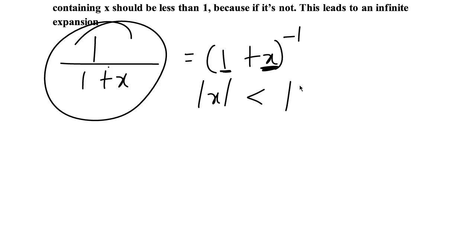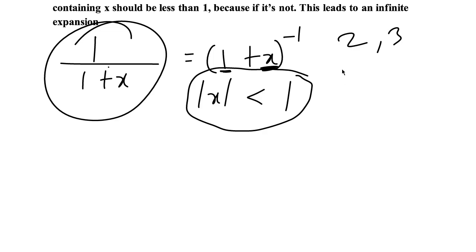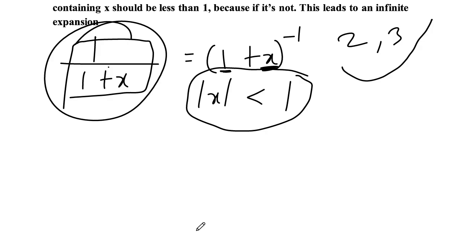The absolute value of x less than 1 gives the set of values for which the expansion is valid. Because outside these values, maybe you are now using 2, 3, there will be a divergence from the original curve, which is 1 over 1 plus x. And if you look at it graphically, you would see that there's actually a change, something like this.